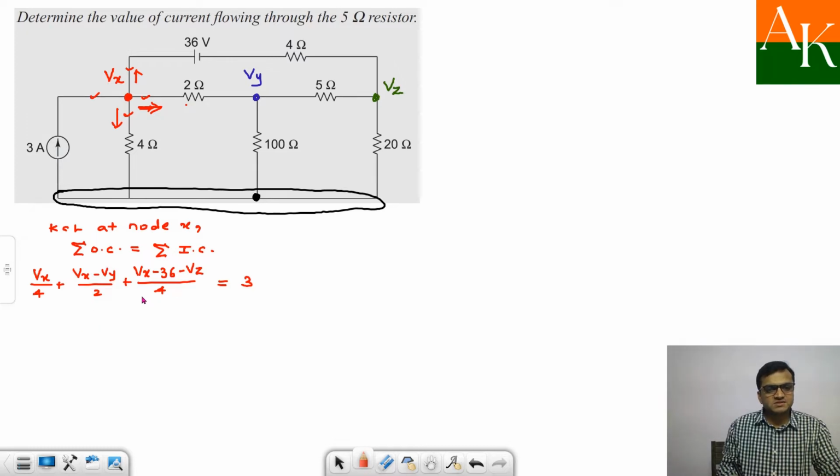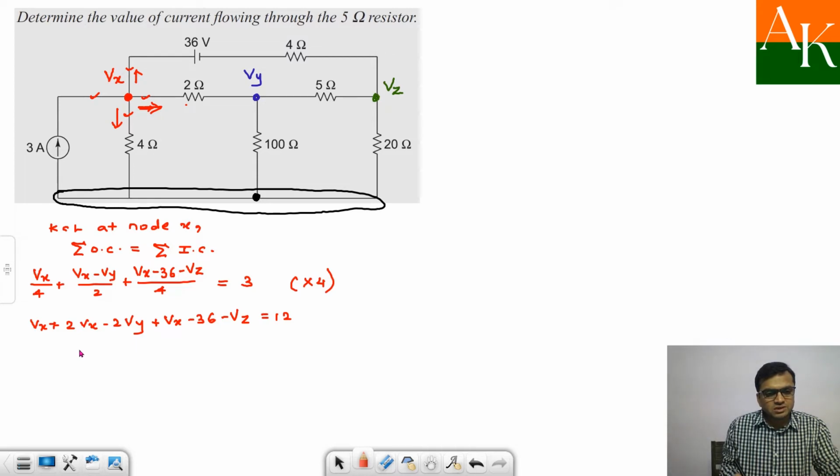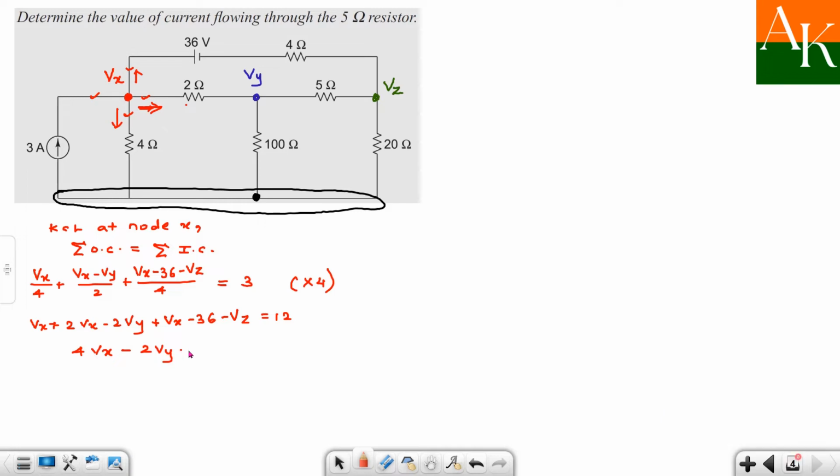Now here the LCM is 4, so I will multiply throughout by 4, so I will get Vx plus 2Vx minus 2Vy plus Vx minus 36 minus Vz is equal to 12. I have multiplied throughout by 4 as 4 is the LCM. So the equation turns out to be 4Vx minus 2Vy minus Vz is equal to 12 plus 36, that is 48, and this is my equation number 1.